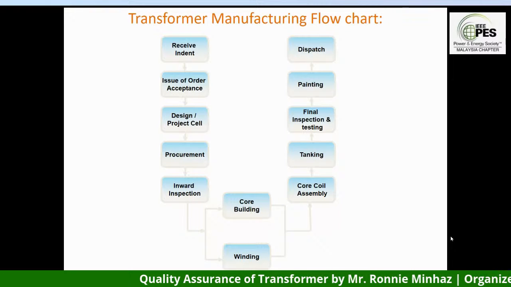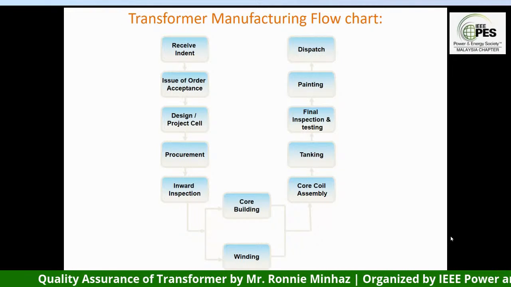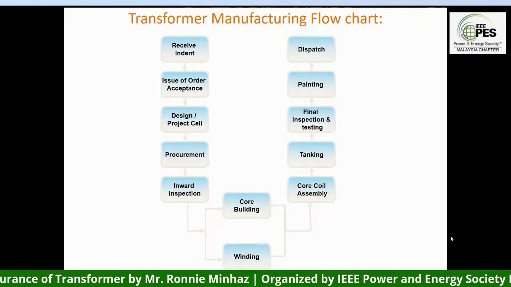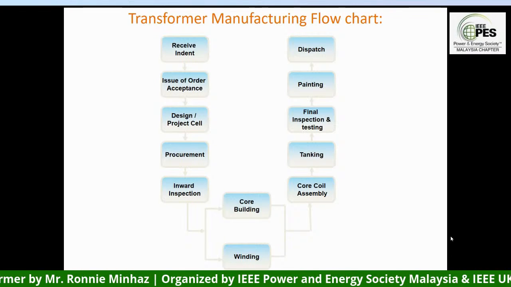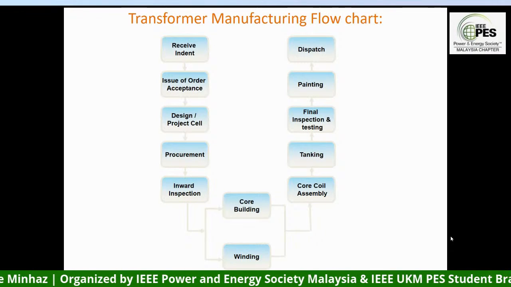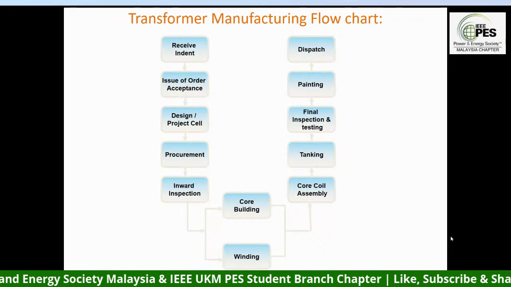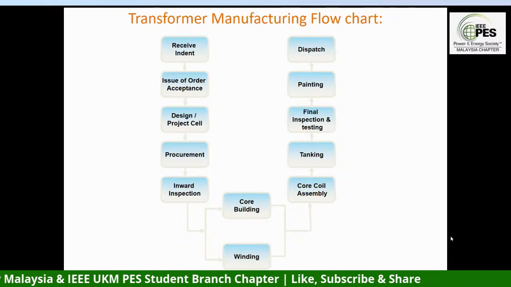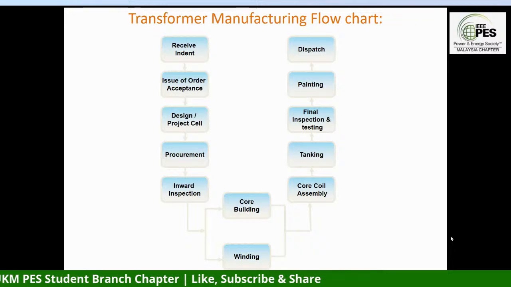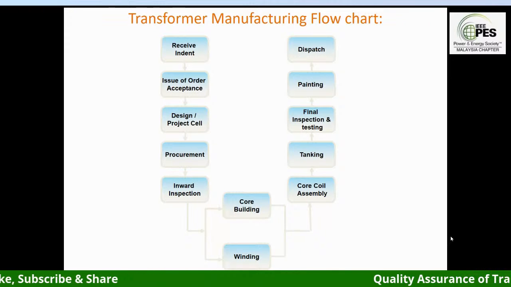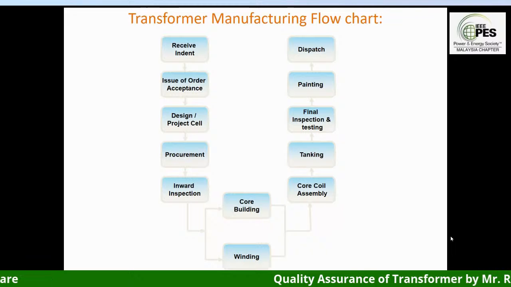Once the manufacturer gets the PO, they send the design to the design cell or the project cell. In the design cell or project cell, the electrical designer and the mechanical designer work in parallel to do the electrical design and mechanical design of the transformer. Now, depending on the size of the transformer, it can take from 6 weeks to 16 weeks to do this design, both electrical and mechanical.